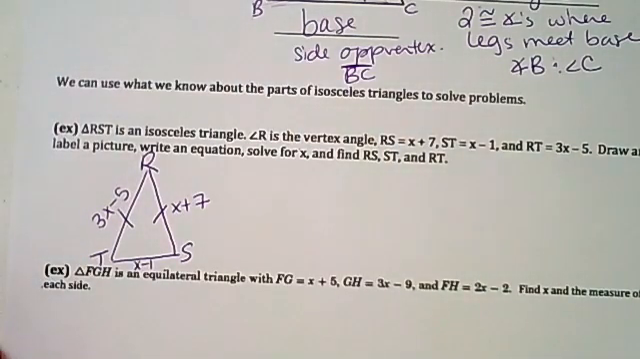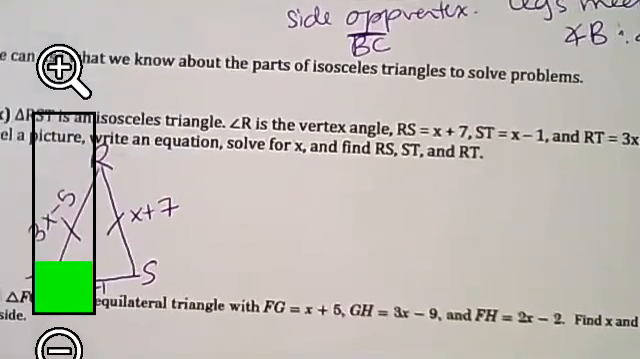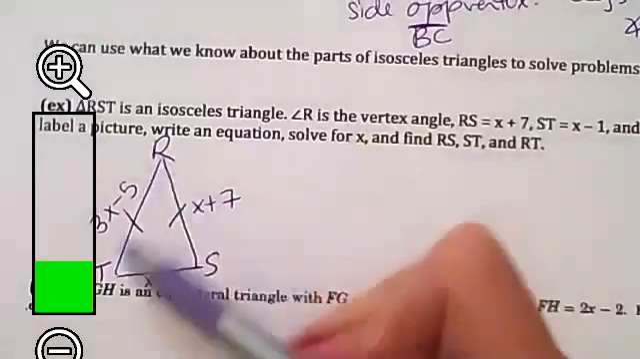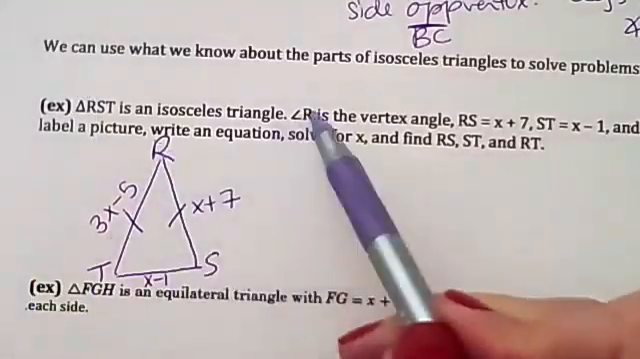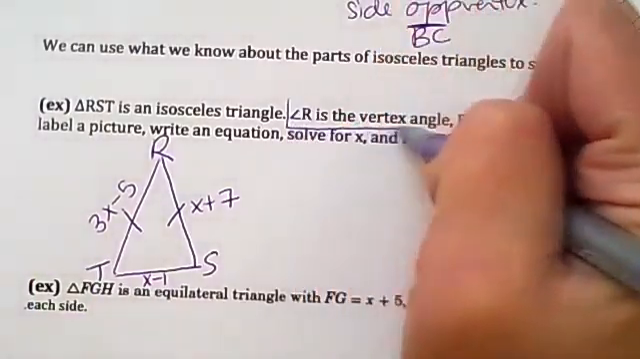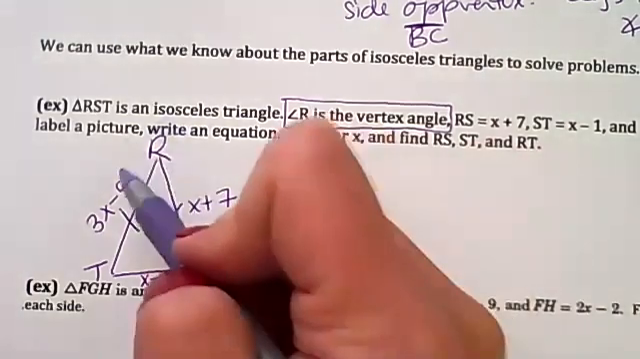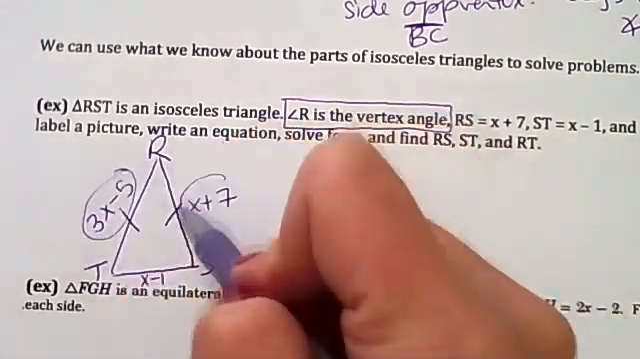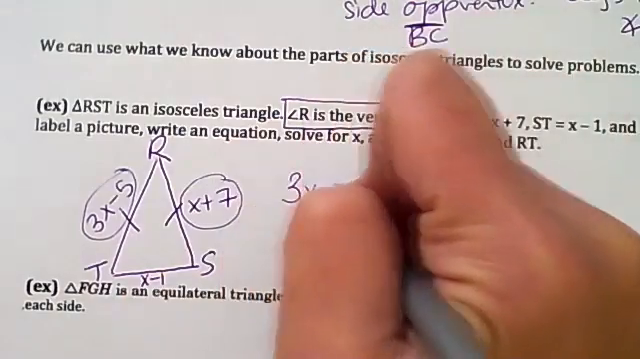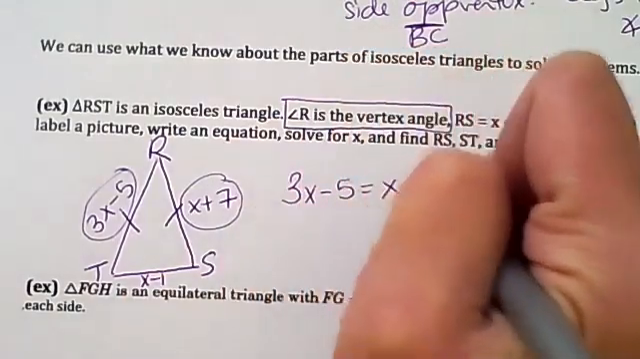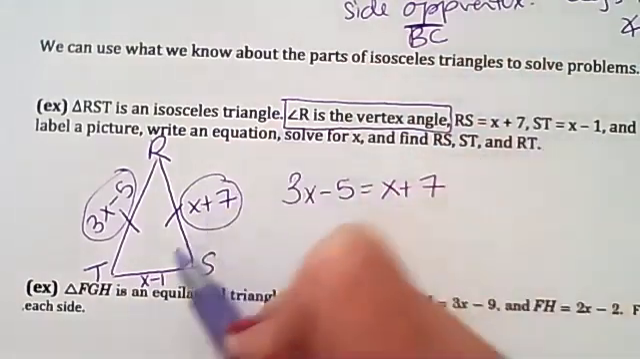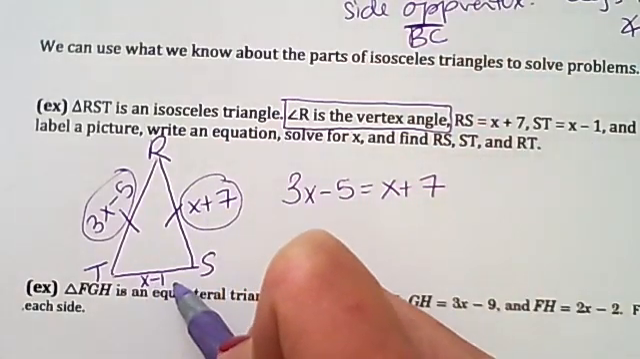So they gave us all three sides of the triangle, but we really only know something about two of them, right? Do you see how we know that RT and RS are congruent? We only know that because we were told that R is the vertex angle, and we have to know that the vertex angle is where the equal sides meet. So basically we're going to set this one equal to this one and then solve for x. We don't need x minus 1 in our equation. That's just kind of a distractor.